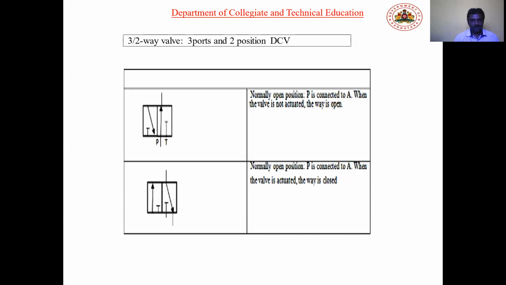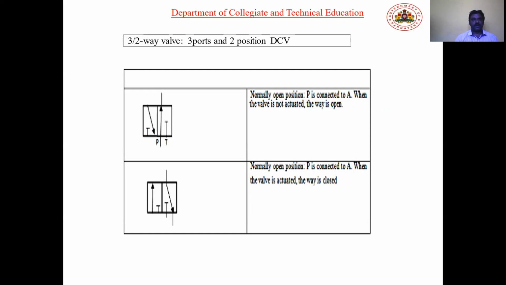Then the second figure shows the normally open position, P is connected to A. When the valve is actuated, the way is closed. Here we can see that it is a closed position. So here the same valve, 3 port 2 position, one is open and the other one is closed.